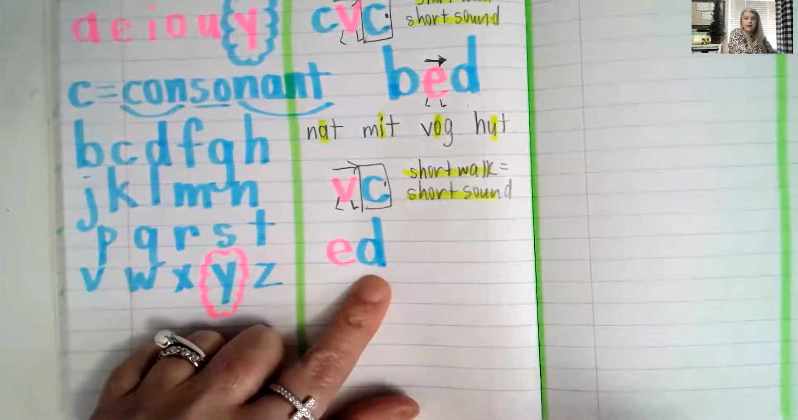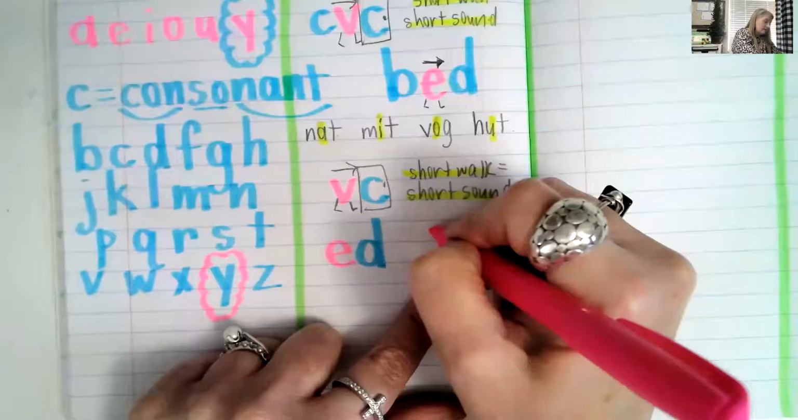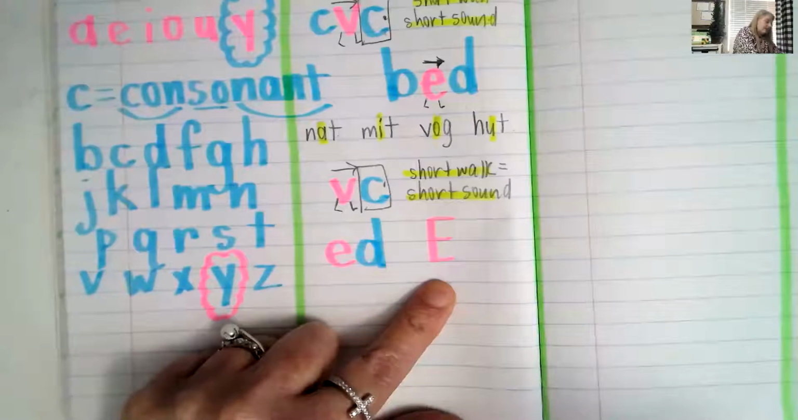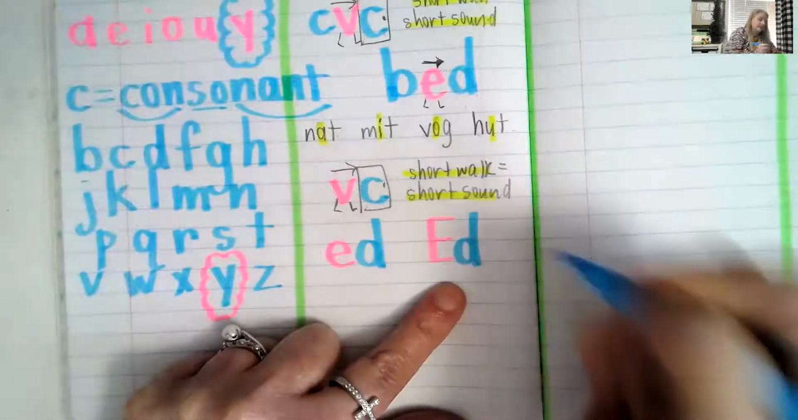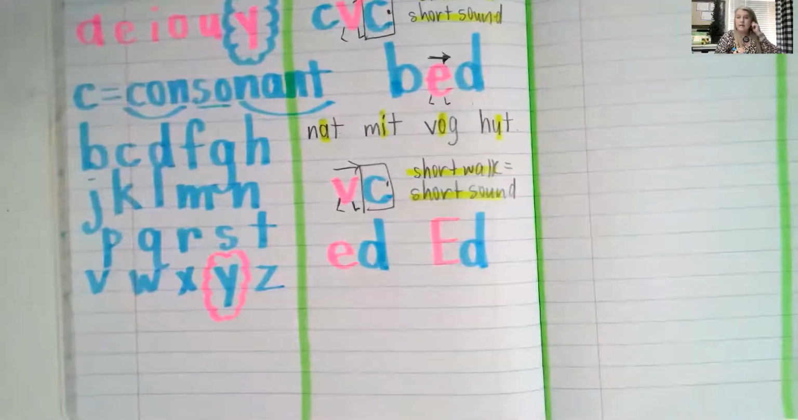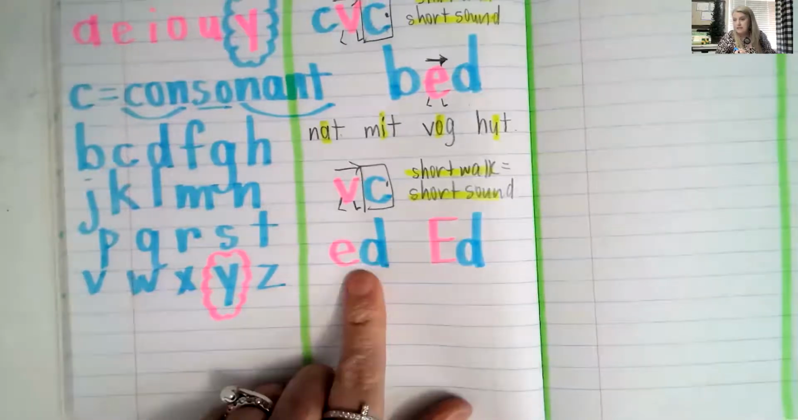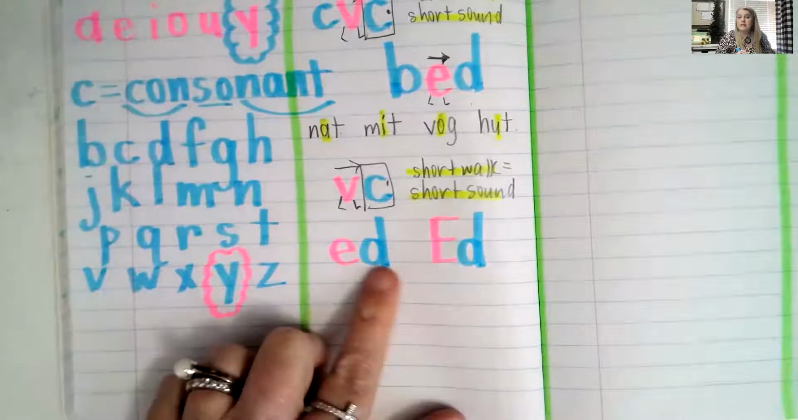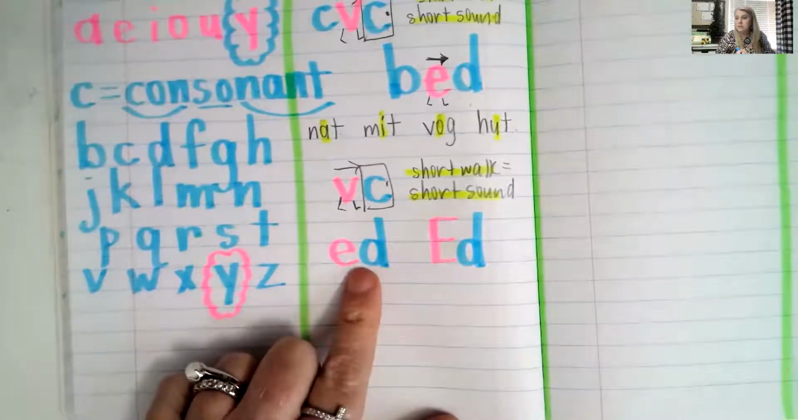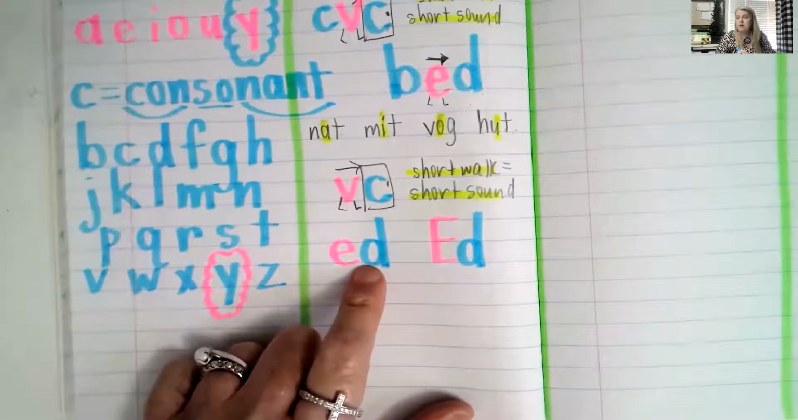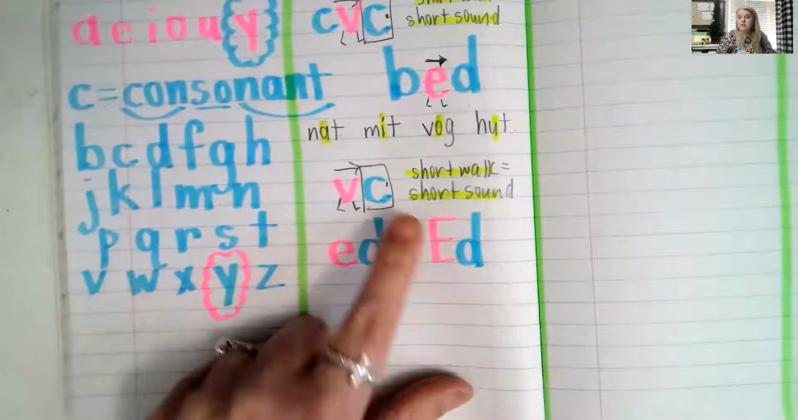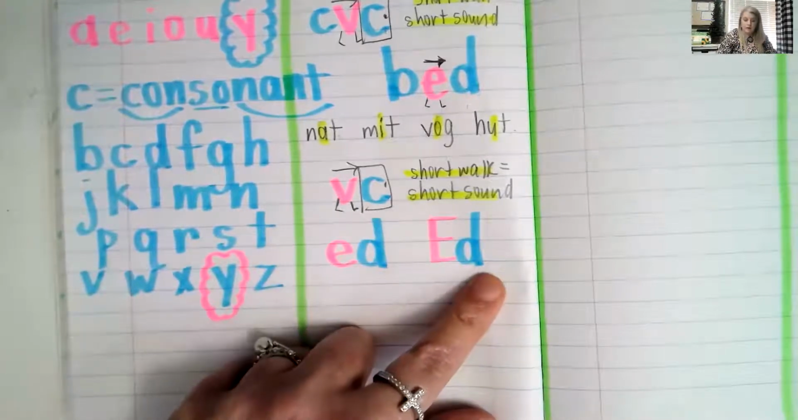Grab your pink highlighter again. I know somebody with the name Ed, so it should have a capital, Ed. I also see words that have ed at the end sometimes, as a little part of a syllable or a suffix, or it can be part of a word. And then we have somebody's name, Ed. Short walk, short sound. There's my door.